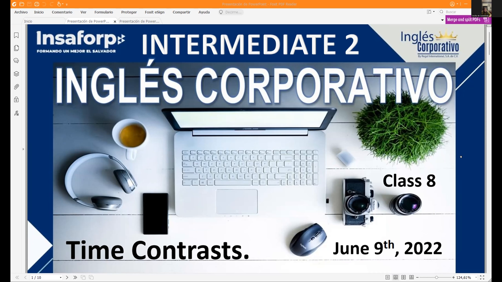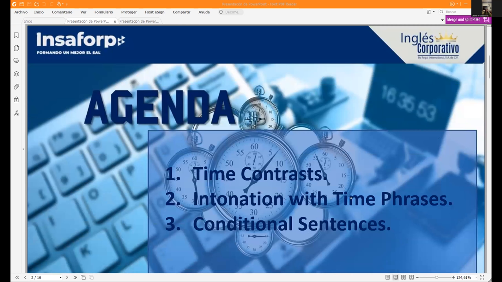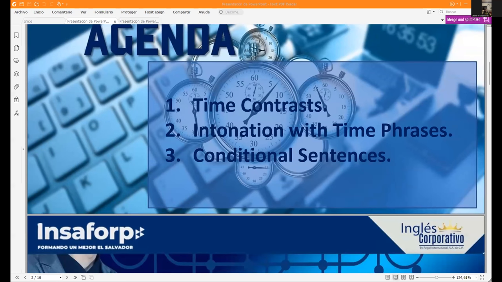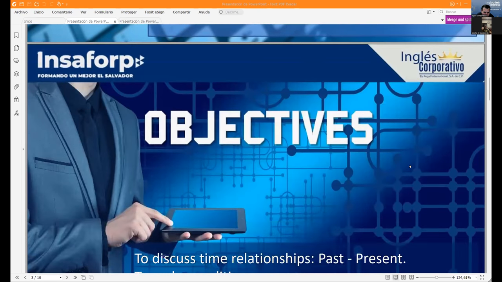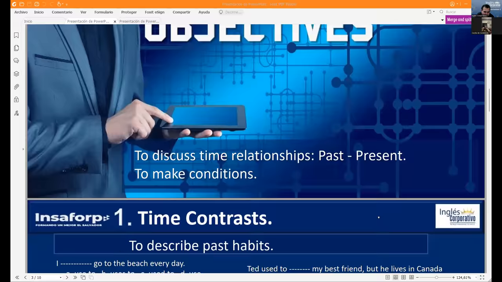Okay, let's begin. Good evening. Today is class 8. This is June 9th. And the topic is time contrasts. In the agenda, we have time contrasts, intonation with time phrases, and conditional sentences. So, the objectives are to discuss time relationships, past and present, and to make conditions.